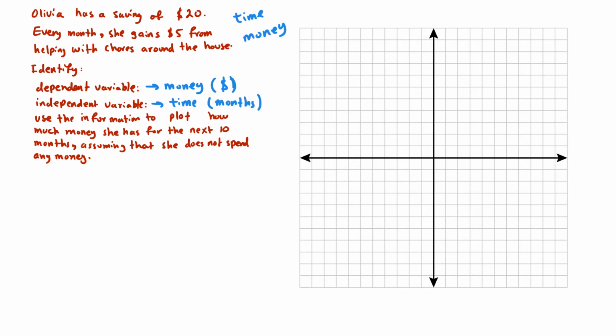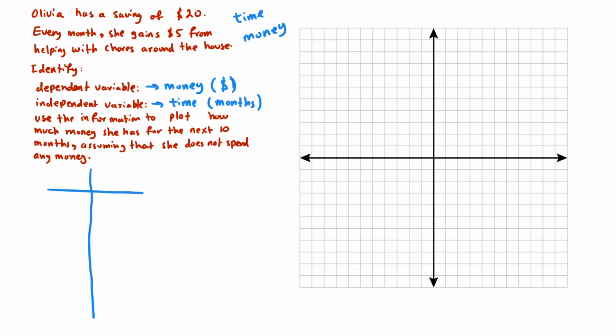So now that we have identified our variables and broken them down into dependent and independent, we're going to use this information to plot how much money she has for the next 10 months, assuming that she does not spend any money. So we're just assuming that she's just gaining money. To do this, what we're going to start off with is a table of values. To draw a table of values, we just simply draw a table.